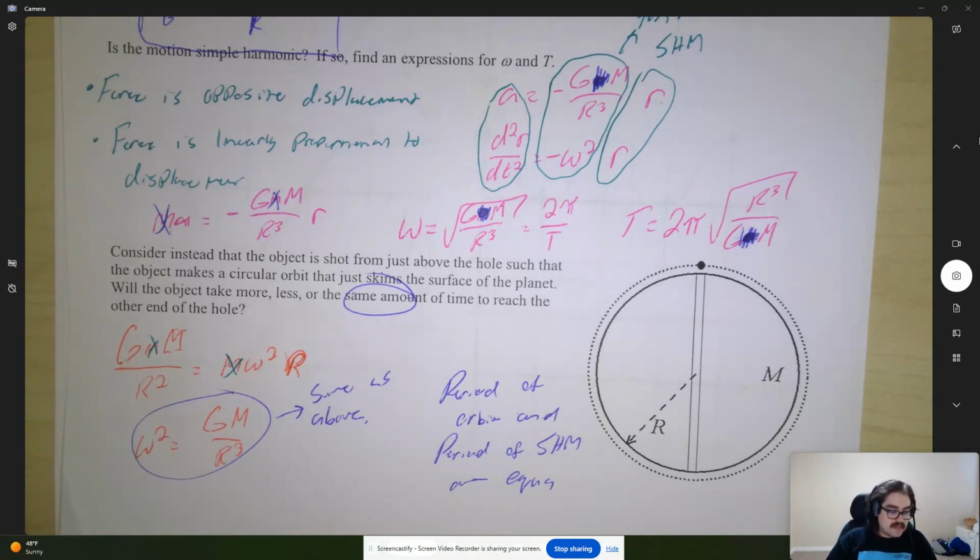Okay, that's it for simple harmonic motion and gravitation. All right, girl boss it up.